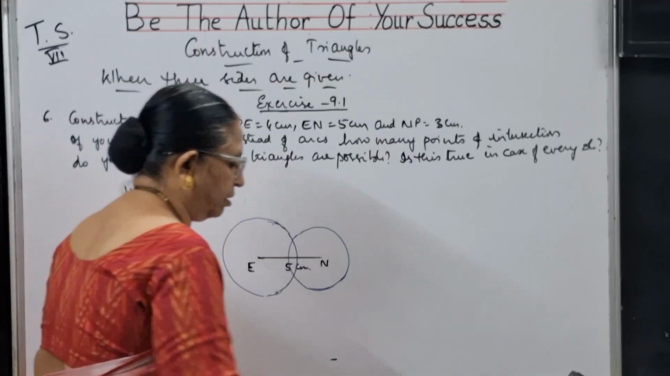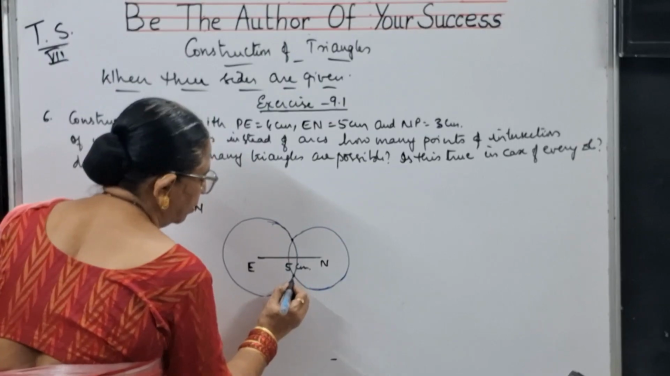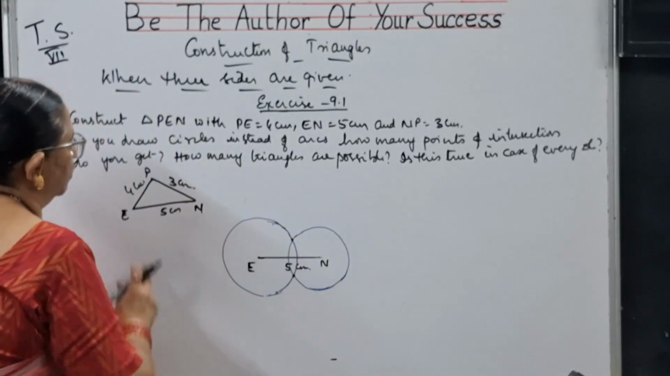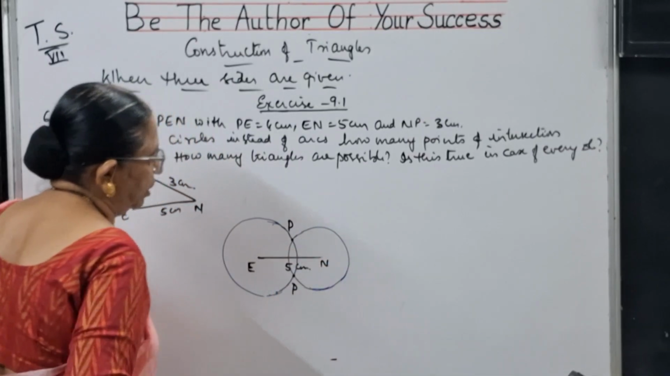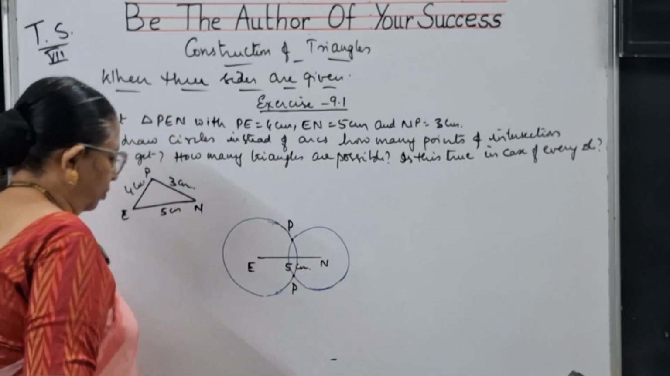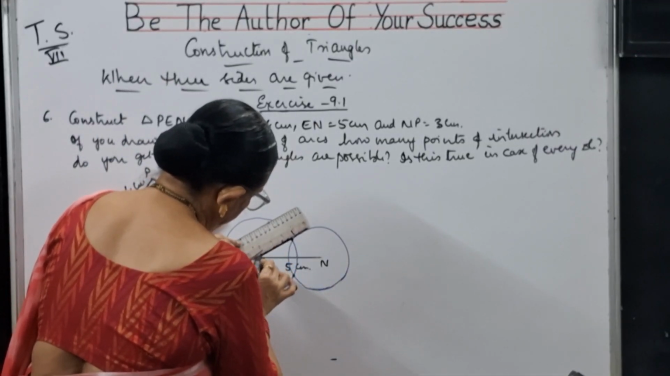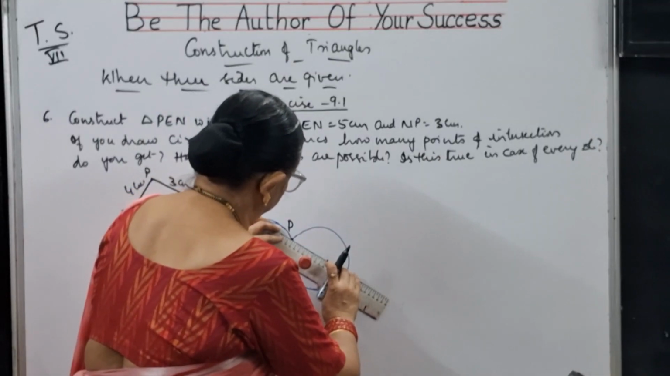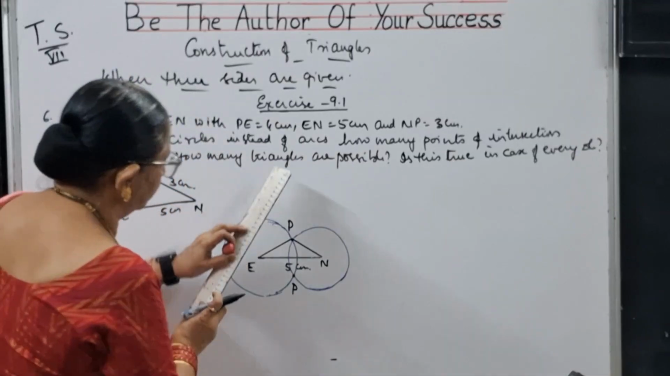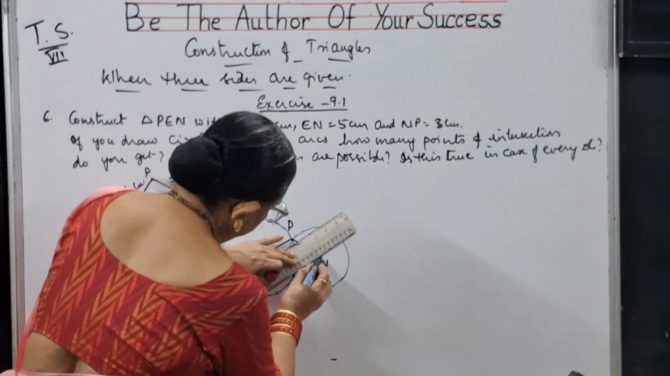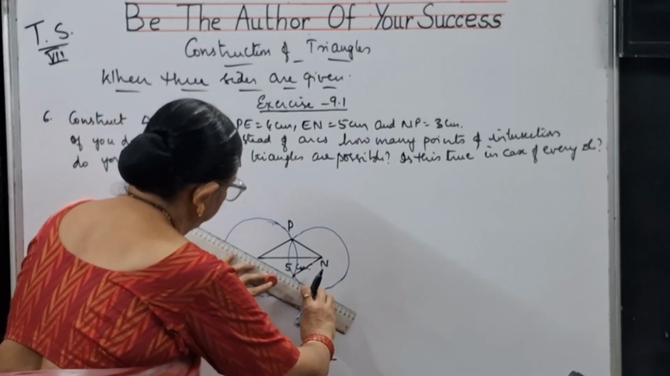If you have completed the circle, see these two are the points of intersection. So how many points of intersection? So actually this is P. So you can consider this is also P according to the triangle. So if you join P and E and P and N, you are getting one triangle. You can even join here. See, I am doing it in broken line. This is P.